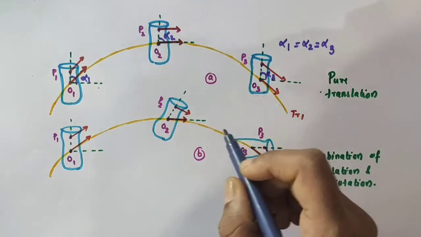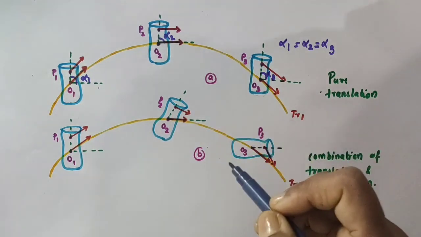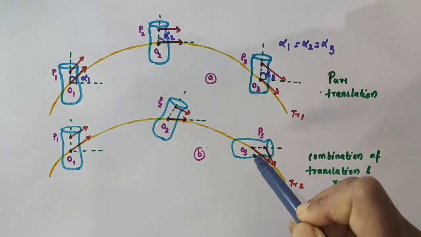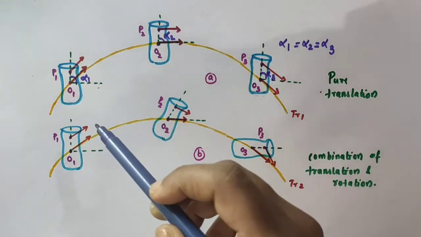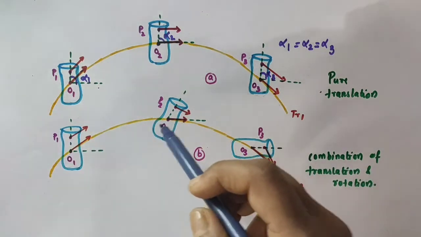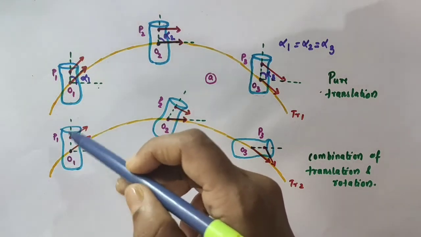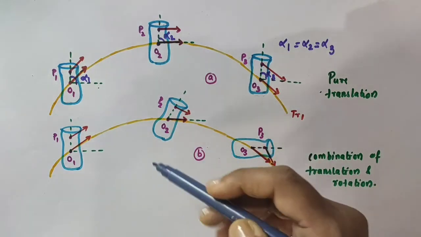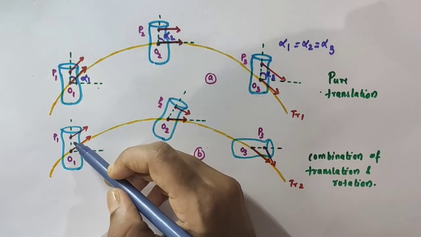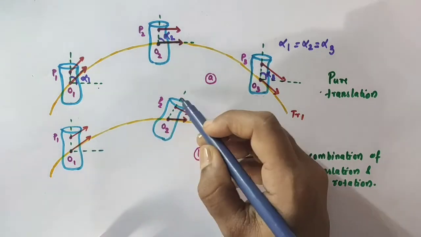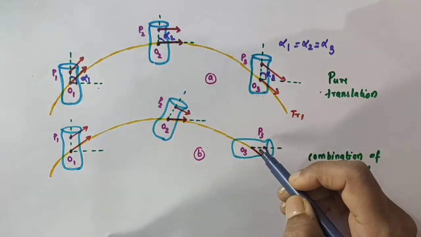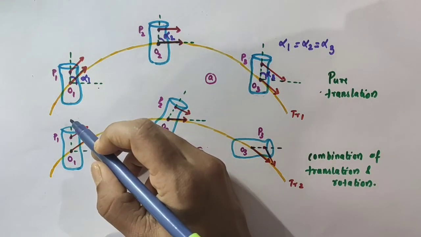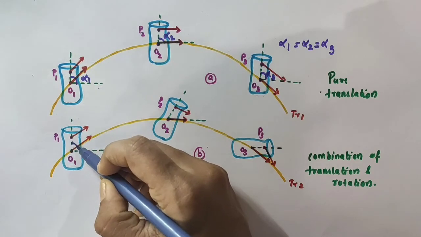In this case, the velocities of O and P at different instants of time may differ. You can see the directions are different here. Note also that in this case the orientations of OP will be different. That is, the angle OP makes with the fixed direction will be different at any instant of time. Here O1P1 is along this direction, O2P2 is along this direction, and O3P3 is along this direction. So the orientation of OP means the angle that OP makes with the horizontal, that is this angle.